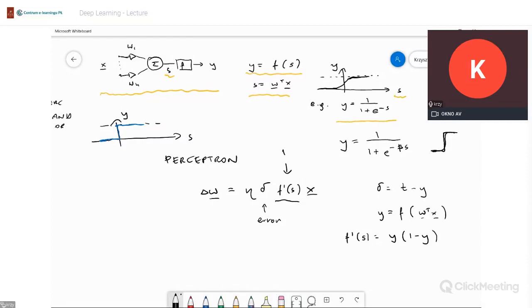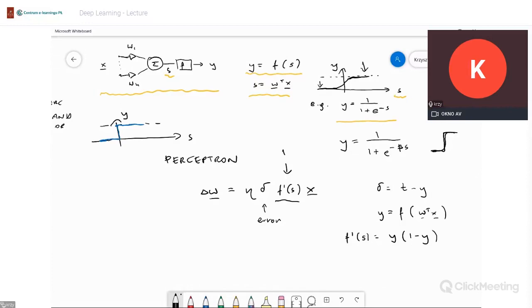If my output is close to the saturation values, then most likely any changes are not that important, because it means that probably my neuron already stabilized. So this derivative is providing me a mechanism for reducing the role of a change. For a perceptron, we just assume that the derivative is just one.